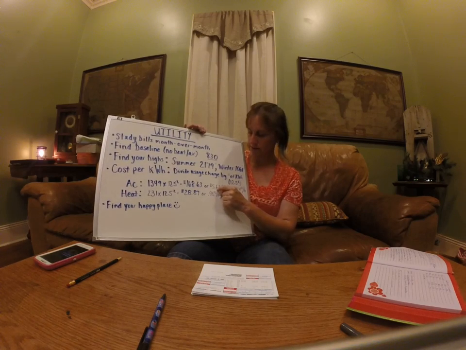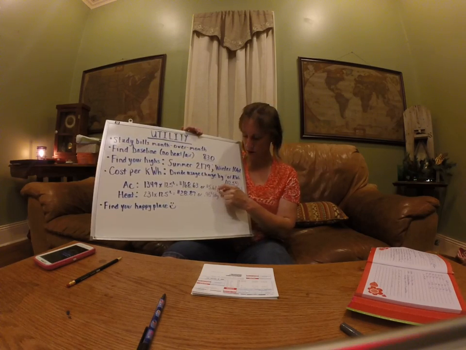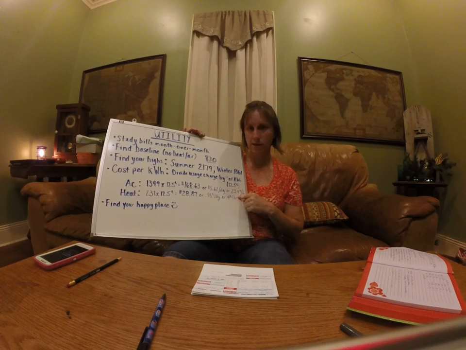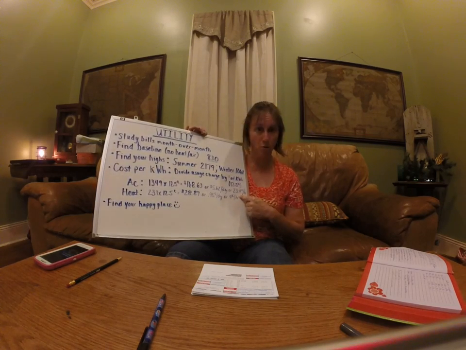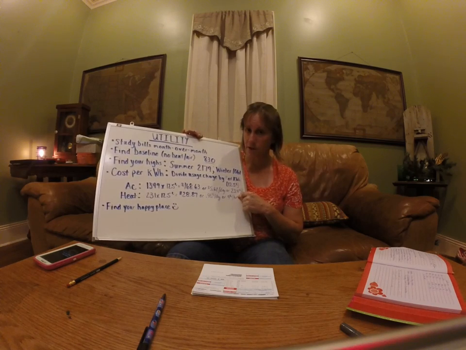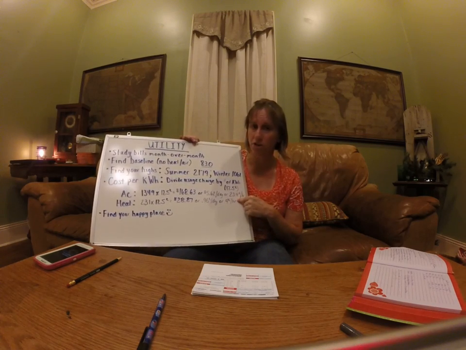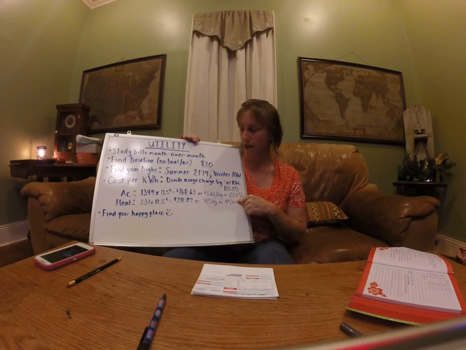Or if we take this number and divide it by 24, we get 23.4 cents to run the air conditioner each hour. So that's about a quarter an hour. Doesn't seem like much, but if you have that air conditioner on all day, it adds up.